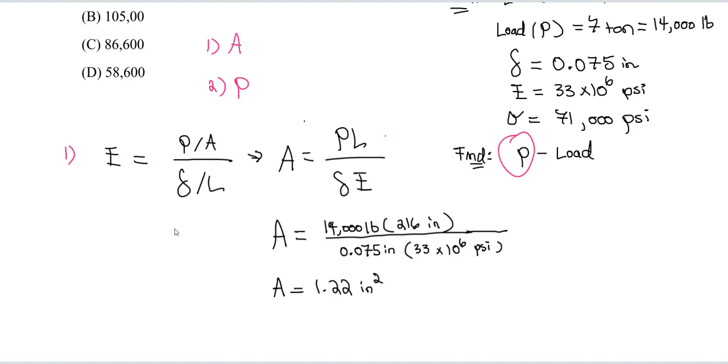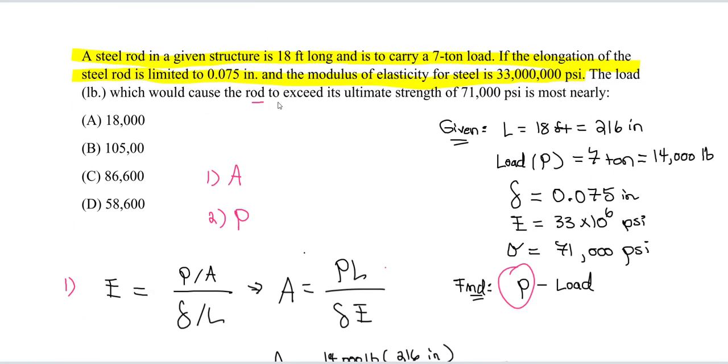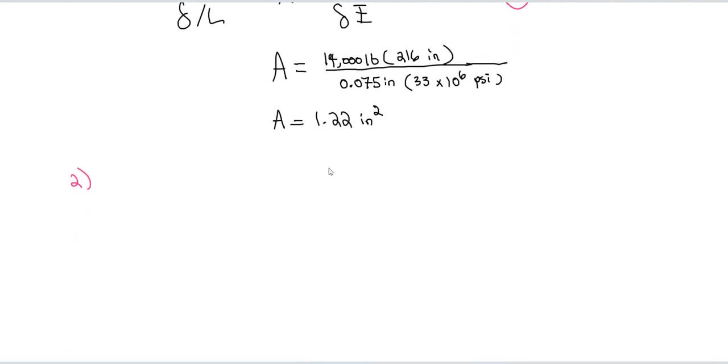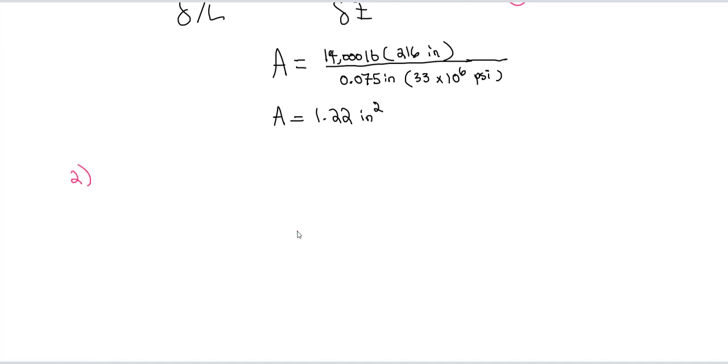Now we need to move on to step 2, which is find the load at that ultimate strength. So we're asked, if we go back, it's the load to exceed the ultimate strength. Once we hit this load, we've exceeded the ultimate strength. We've essentially hit failure. The ultimate strength, our sigma, here our stress, our ultimate stress is 71,000 psi. So if you go back to the equation, we're just going to use that. We're going to solve for P here.